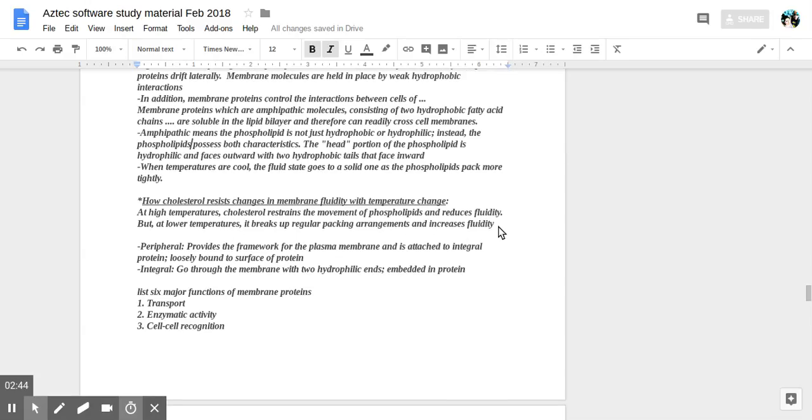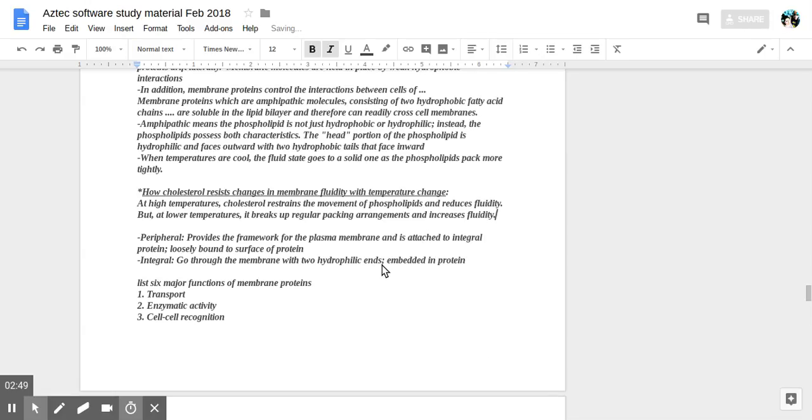So those are talking about two different types of membrane proteins. One is called peripheral and one is called integral. So what is peripheral? Peripheral provides the framework for the plasma membrane and is attached to integral protein, loosely bound to the surface of protein. And integral is to go through the membrane with two hydrophilic ends embedded in protein.